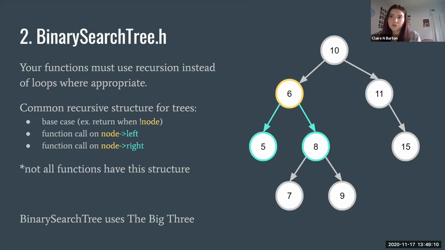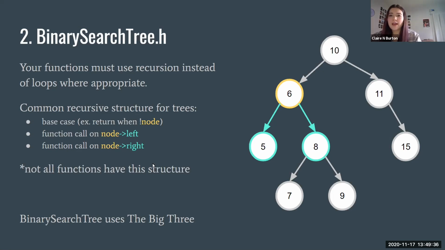Also, our binary search tree is going to be using the big three. That's because these nodes are dynamically allocated on the heap. So we need to overload the big three, the copy constructor, assignment operator, and our destructor, so that if two trees are set equal to each other, they're creating their own deep copies, and also they're being properly destroyed when they go out of scope.